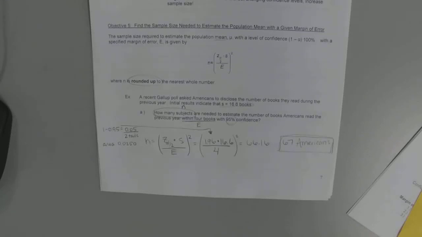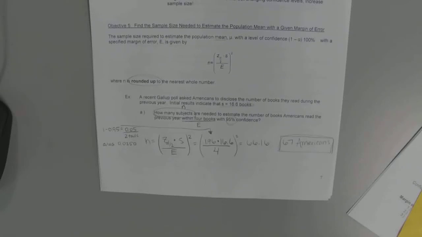All right, I'm going to leave this up here so we can do the second part on the top of page 8. It's the exact same idea. So let's read on the top of page 8 what it says. It says, how many subjects are needed? So again, what is it asking for? N, to estimate the number of books Americans read the previous year within 2 books with 95% confidence. What's the only thing that's going to change on our formula? E, right? Instead of being within 4 books, we want to be within 2 books.